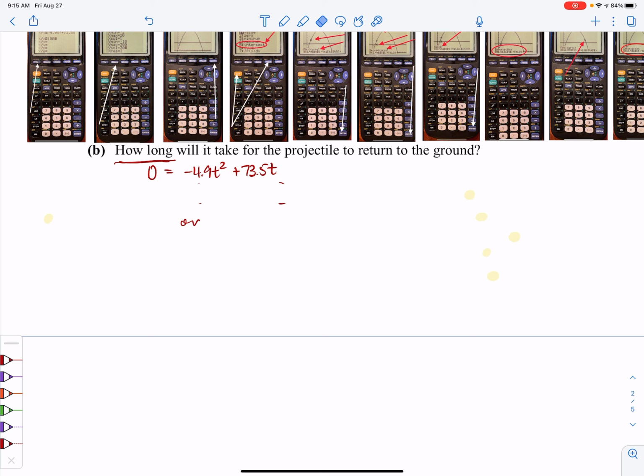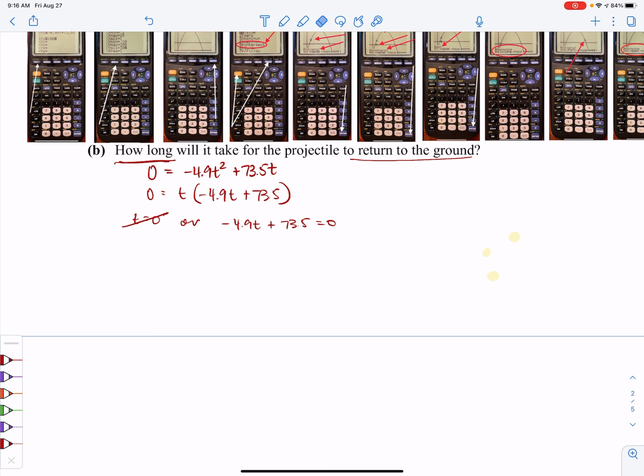I don't even need a calculator on this question because I have a GCF, and GCFs are really simple to work with. So the GCF is going to be a t. So let's factor out a t. And when I do that, I'm either going to have t equals 0, or I'm going to have negative 4.9t plus 73.5 equals 0. So setting up my two mini equations. We don't care about the time equaling 0 because our question was how long will it take to return to the ground. So I don't care about the time equals 0 part. I care about the other part.